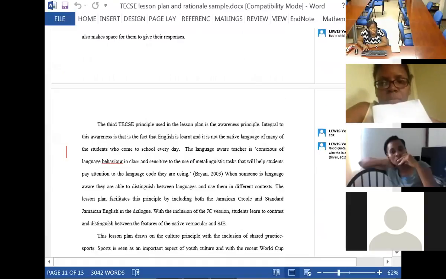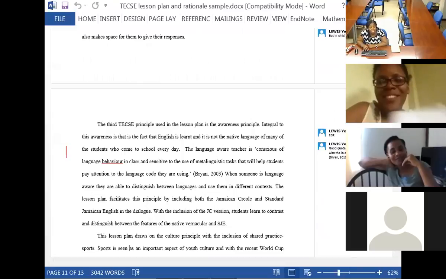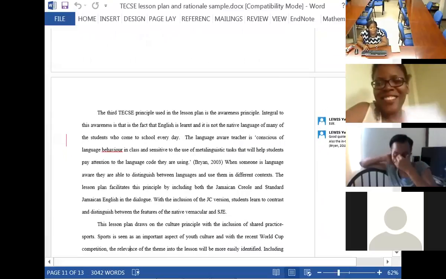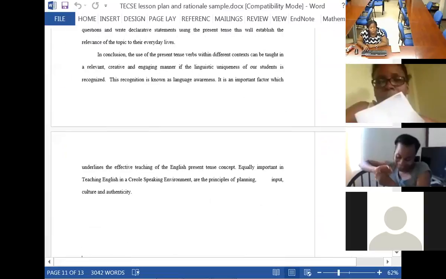The person writes about input. I realize that Leroy is falling asleep, so I'm stopping. The person writes about input, the awareness, and culture.